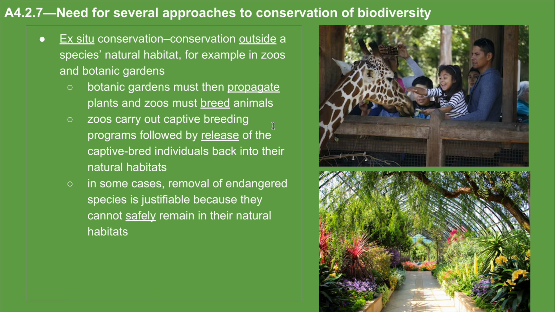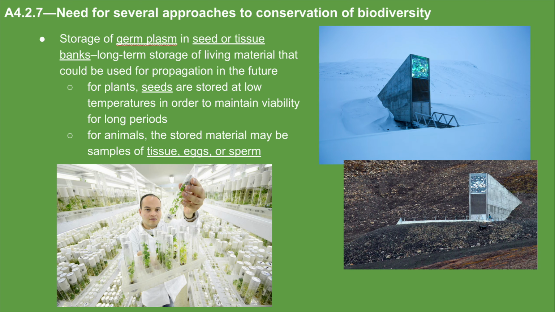In some cases, removal of endangered species is justifiable because they cannot safely remain in their natural habitats. There could be problems with pollution, there could be concerns with poaching. For a variety of reasons, it may be necessary to remove endangered species from their natural habitat in order to protect them.